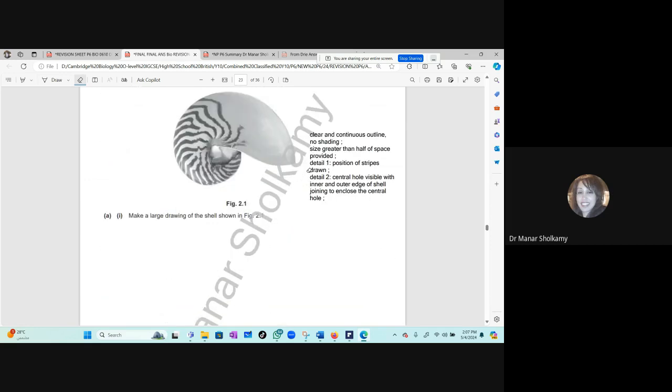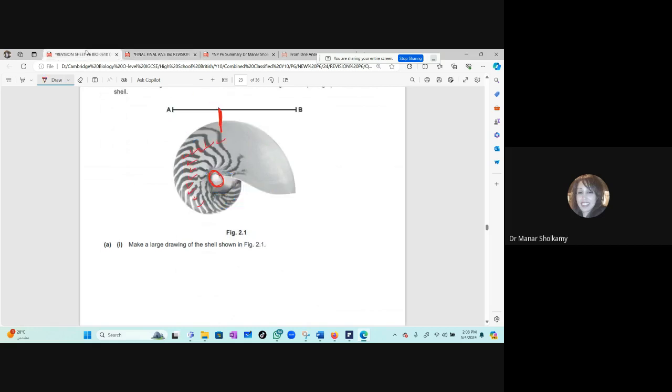Clear and continuous outline, no shading. We know this. The size is greater than half of the space. Please double the size, and provide detail: the position of the stripes. Their position has to be correct. So you start from here and they move on until the very end. Central hole: the central hole is visible with inner and outer edge of shell. You have an inner edge and an outer edge. Joining the two encloses the central hole. So they have to join. So you have to just draw whatever you see as close as possible.